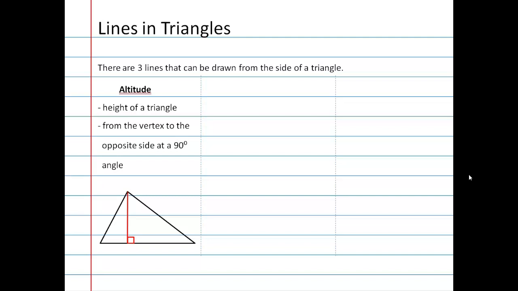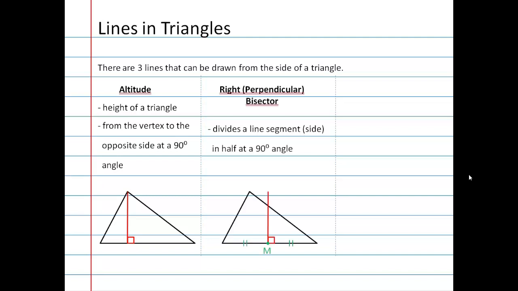The second line in the triangle we're going to look at is called the right bisector. This line divides the side, or line segment, in half at a 90-degree angle. And a right bisector is also called a perpendicular bisector. That can divide any line segment. It doesn't have to be in a triangle, but specifically because we are looking at triangles, it does divide one of the sides into two equal parts at a 90-degree angle.